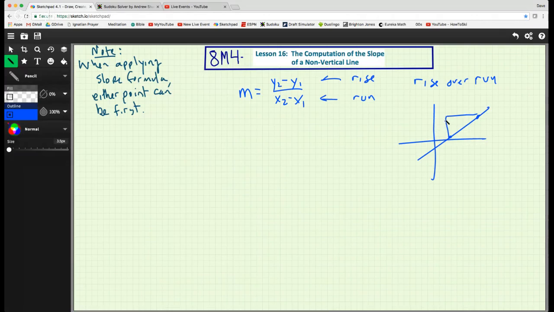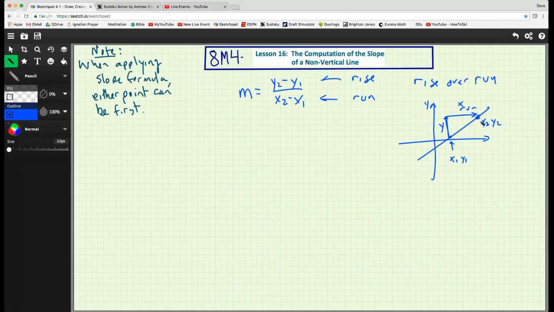And the rise, this is your y values, right? Because this goes in the same direction as the y-axis. And then your run here is your x, which is the same direction as your x-axis. So rise over run, your y's over your x's. Now, the interesting thing is you can actually call this one x1 and y1, and this x2 and y2 in this formula.